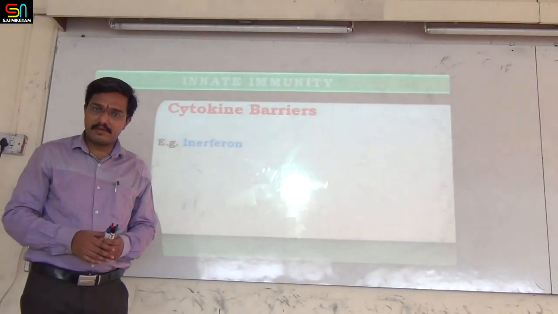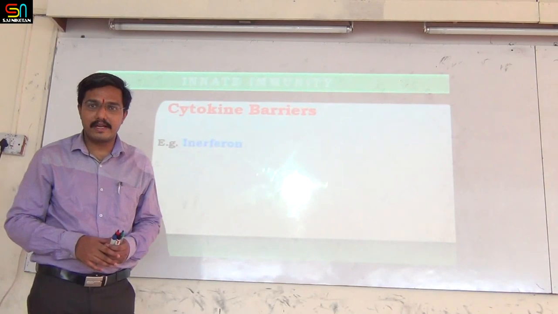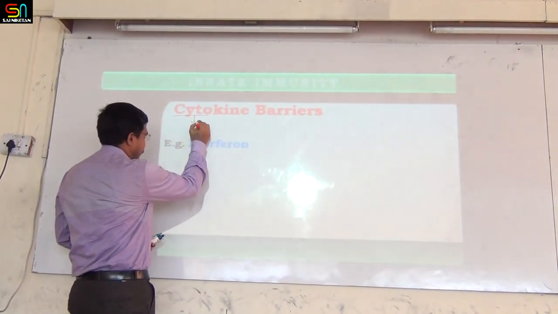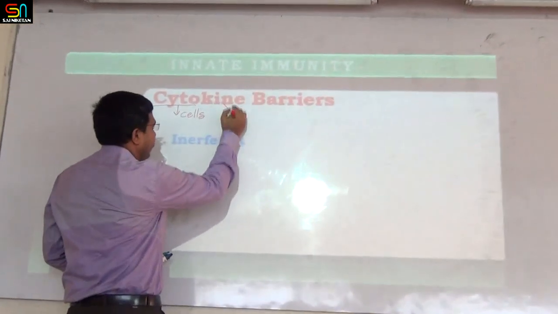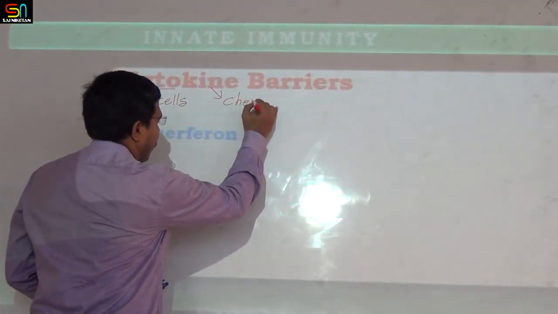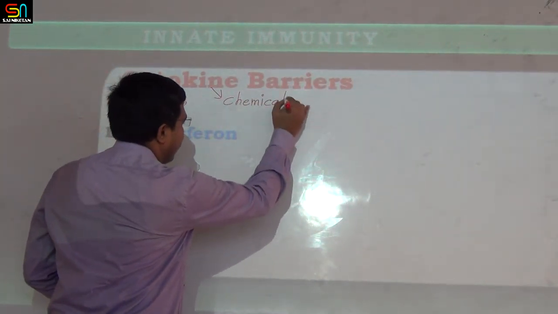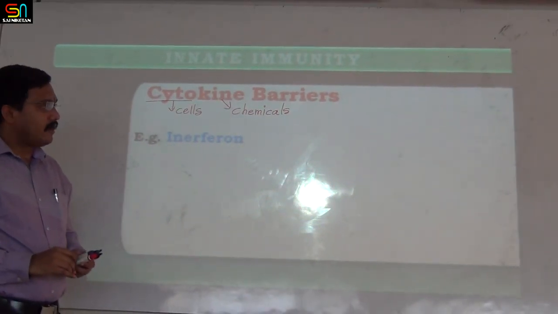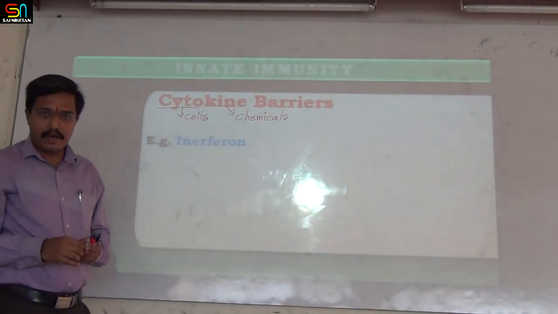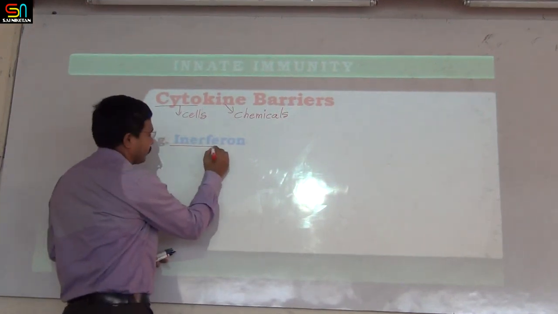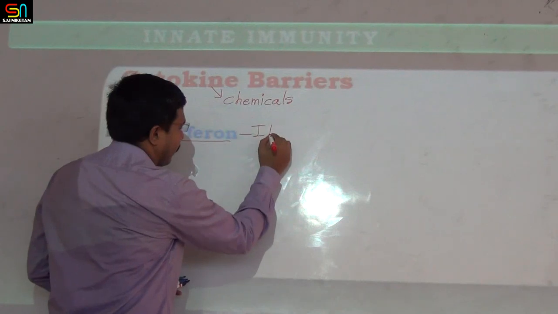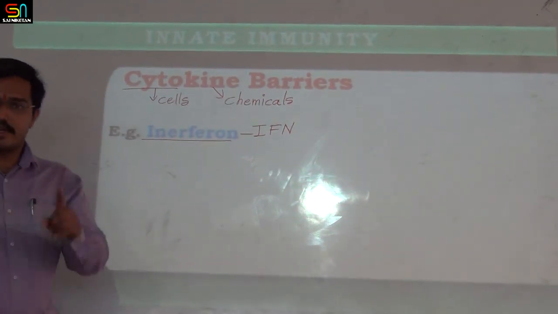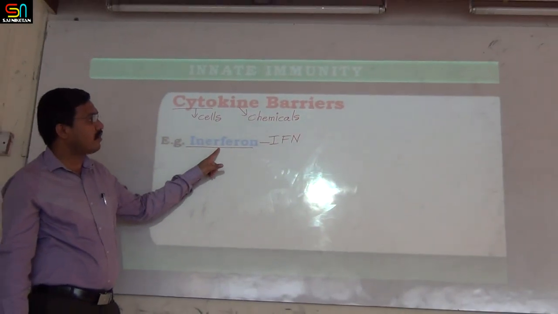Now, the examples for the last barrier, called cytokine barriers. Cyto means cells, okay? Kine means chemical. Here there is a production of some chemical, and that chemical protects our body from infections. An example for cytokine barrier is interferon. There are many examples, but the best example is interferon. We can write it as IFN. Here only one example is there, that is called interferons.